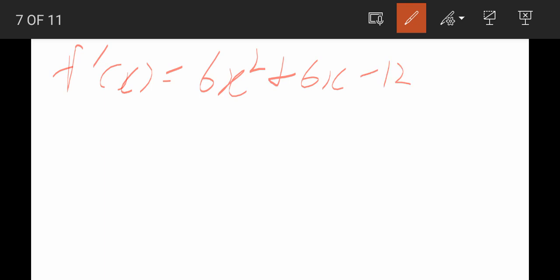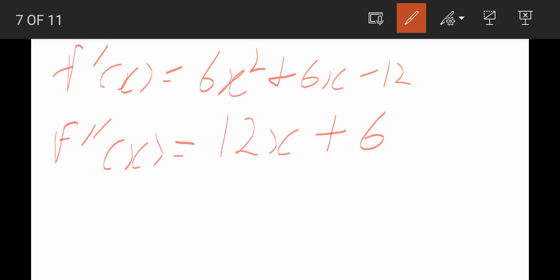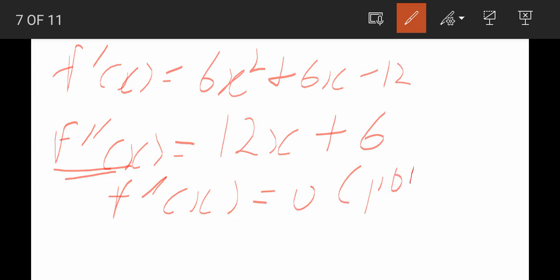Remember, we already have the first derivative, right? So it's 6x squared plus 6x minus 12. So the second derivative will be to differentiate the first derivative, right? So differentiating this one is 12x, then we have plus 6. Then what are we supposed to do to find the point of inflection? We must take this one and equate it to what? To 0. So we have f double prime x equal to 0.